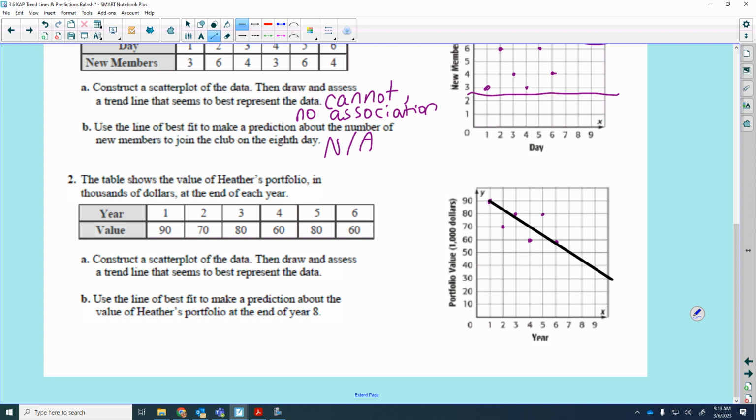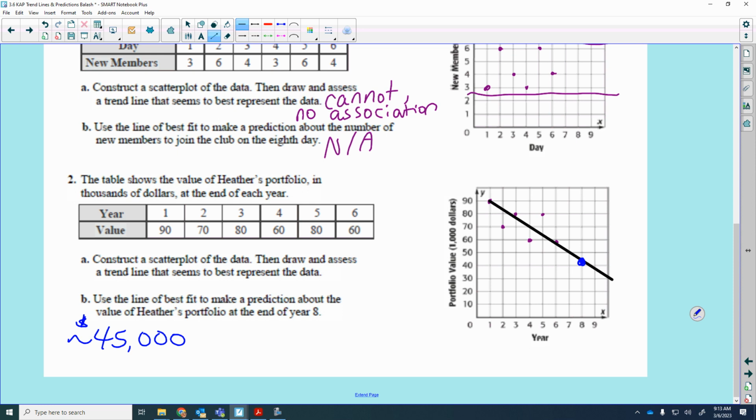Okay, so now that I did that, use the line of best fit to make a prediction about the value of her portfolio at the end of year 8. So at the end of year 8, according to the line that I put, I would put about what? According to mine, I put about 45,000. They had like 42,000. Yeah, somewhere in there. But that's why I put about that at the end of year 8. And the key actually says answers may vary, but should be around 50,000.